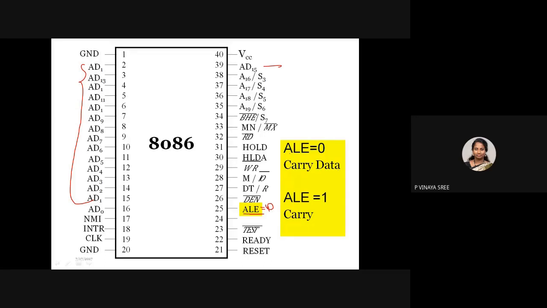By the name itself you can understand: address latch enable is an active high pin. If it is 1, that indicates these lines carry the address. If it is equal to 0, that indicates these lines carry the data. This is about ALE, address latch enable.